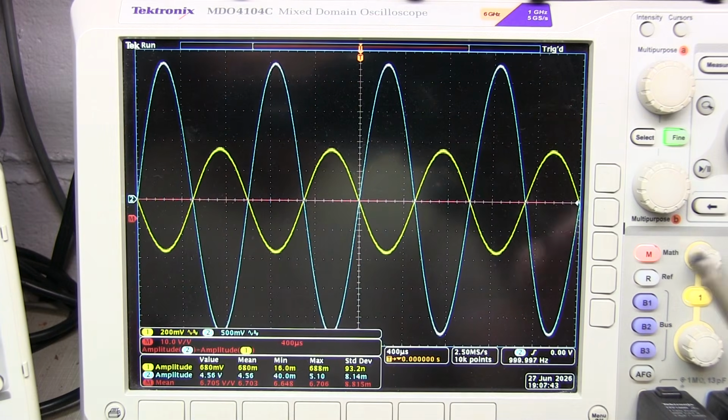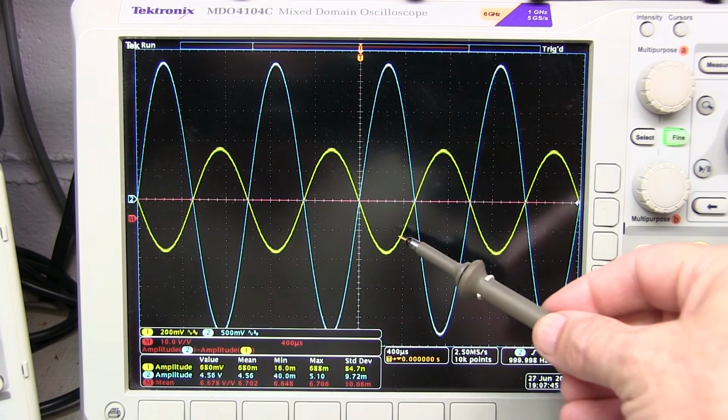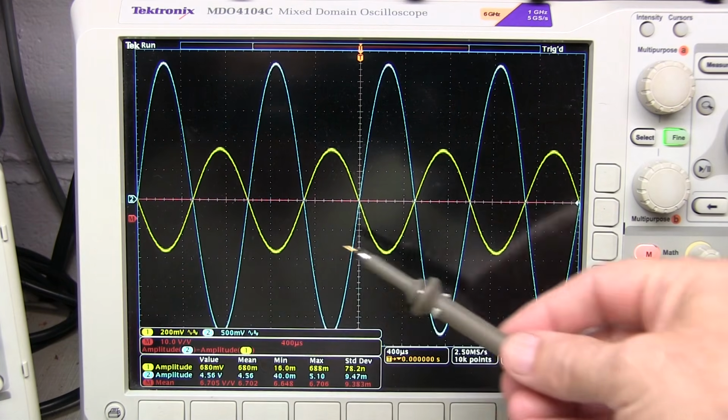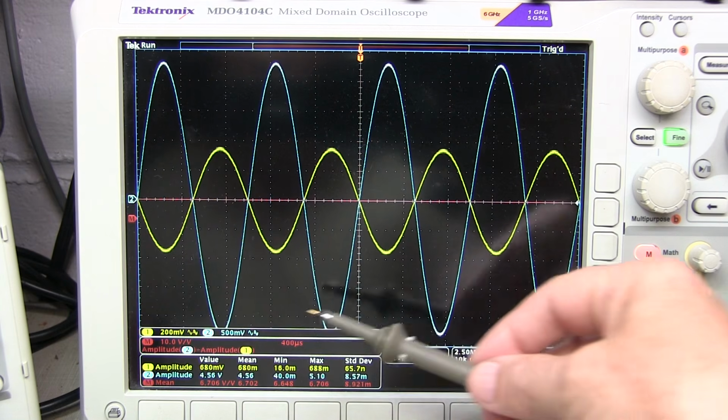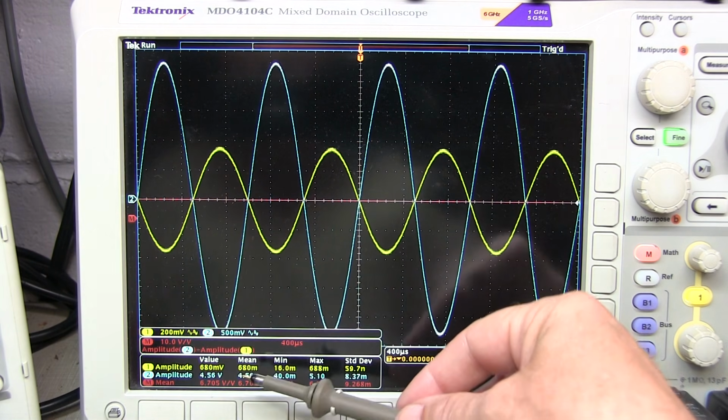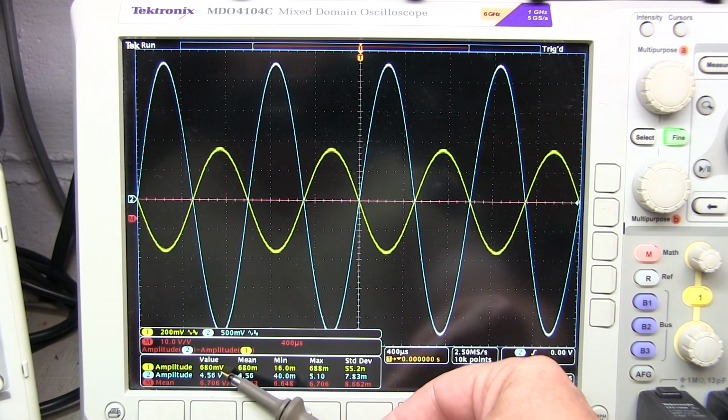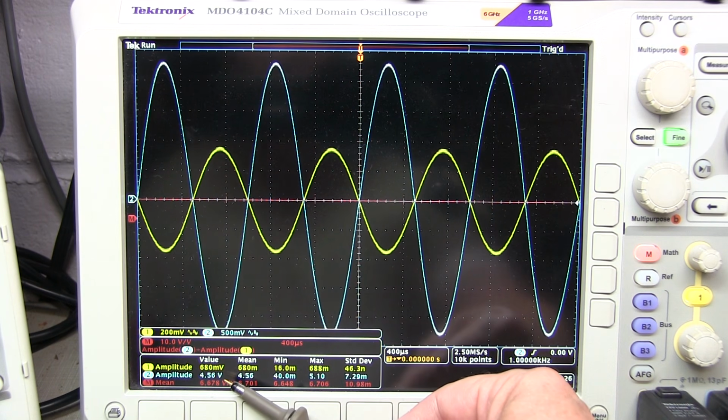So here are our signals on the oscilloscope. The yellow trace is the input signal. That's at 200 millivolts per division. The cyan trace here is the output. That's at 500 millivolts per division. I've got some measurements turned on, which show us that the input amplitude is about 680 millivolts. The output amplitude is about 4.56 volts.